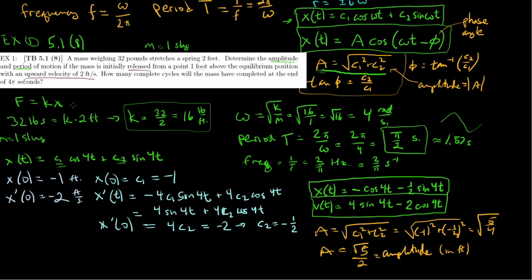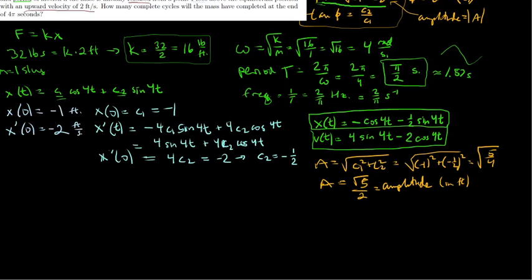Okay. All right, so that, I think, takes care of the first problem. The second problem is how many complete cycles will the mass have completed at the end of 4 pi seconds? So let's think about this, right? If one period is pi over 2 seconds, how many complete cycles or complete periods will be completed after 4 pi seconds?